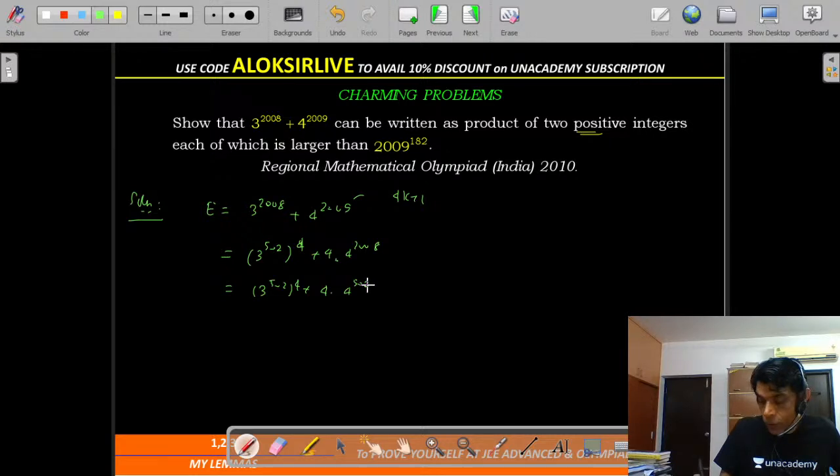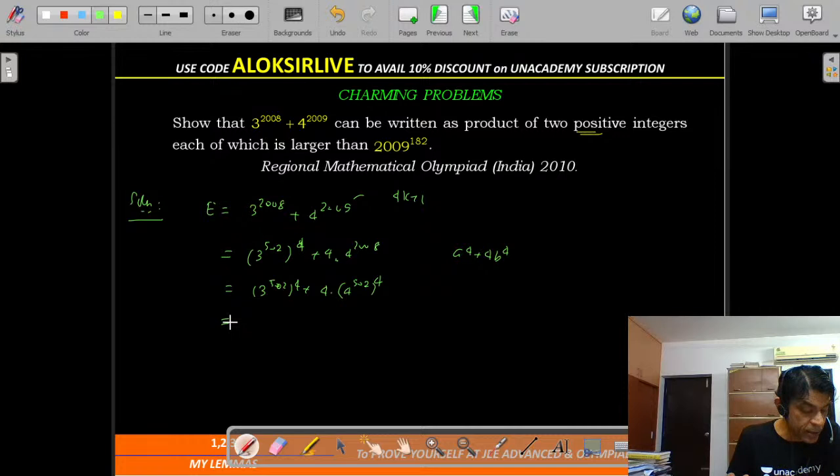This I can write, right? 4 to the power 502 to the 4 I can write. So this is actually the form. Now it seems like we are getting where it is all coming from. So a to the 4 plus 4b to the 4. This came rightly, this one. Now the next step can be a little easy, if you understand. So what can we do?